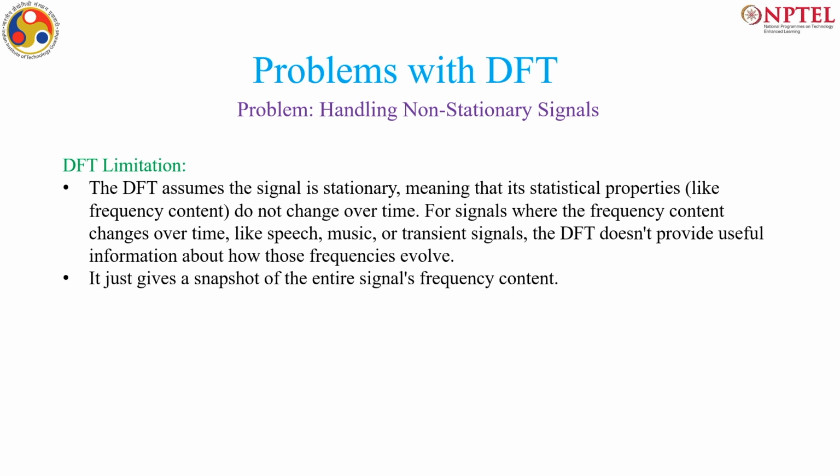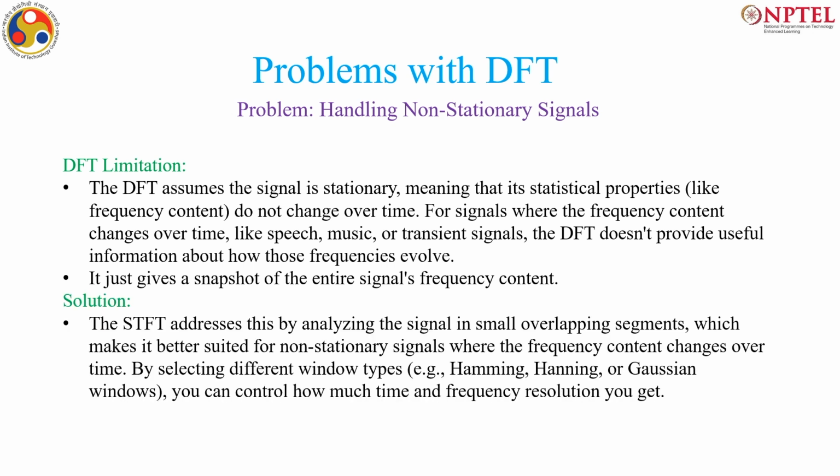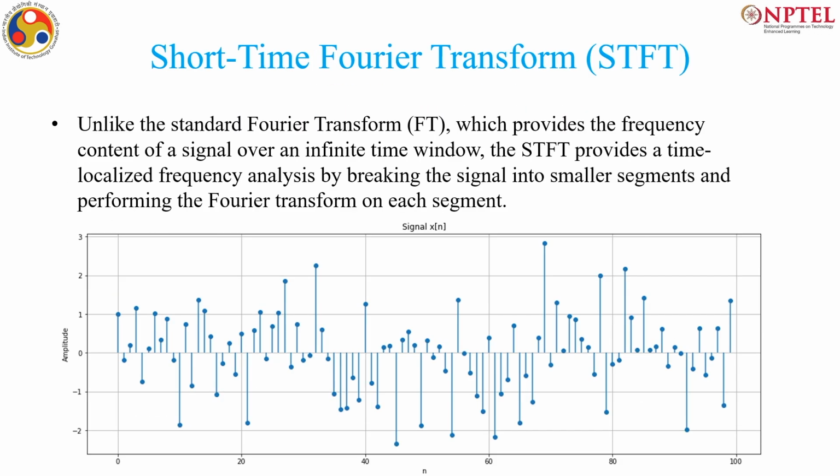The FFT or the DFT will give the snapshot of the entire signal's frequency content. So, we should be looking at small overlapping windows, which is solved by our short term Fourier transform, and then we can select different types of windows to control something which is called frequency leakage or spectral leakage. So, this is what the short term Fourier transform does.